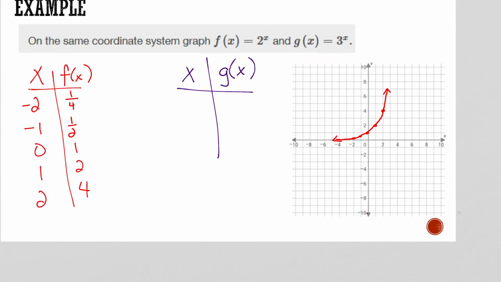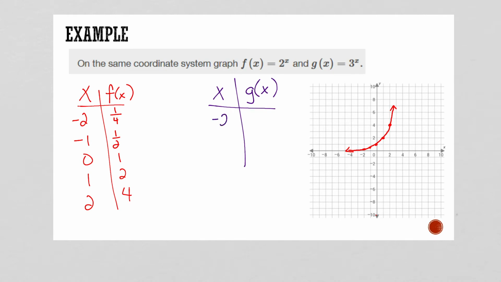Okay, so let's start with the same numbers for x here. So if I put -2 in the exponent, that's the same thing as 1 over 3 squared, which is 1 over 9. If I put -1 up in the exponent, I end up with 1 over 3. If I put 0 up in the exponent, I end up with 1. If I put 1 in the exponent, I end up with 3. And if I put 2 up in the exponent, I end up with 9.